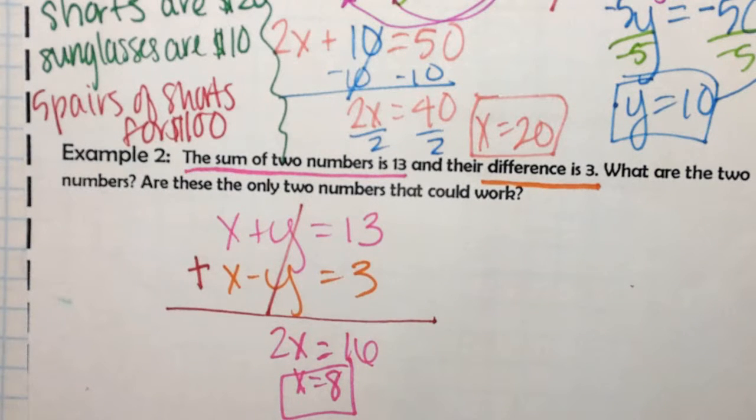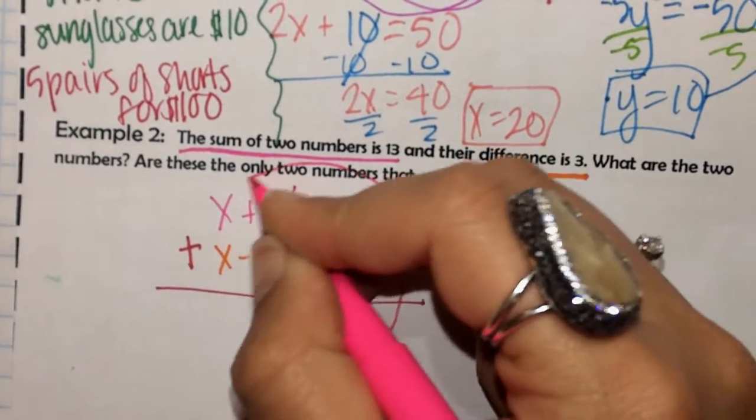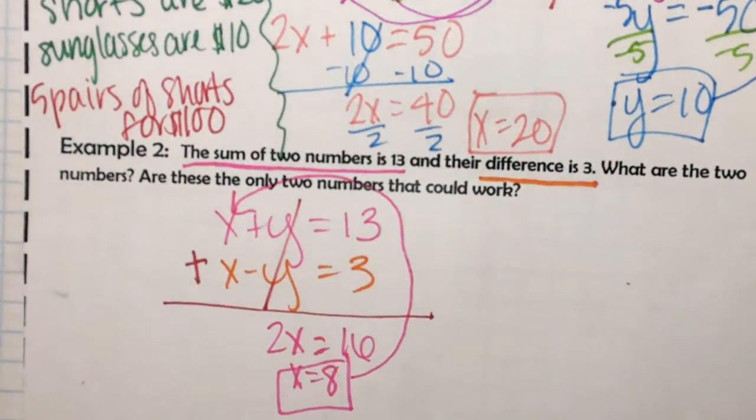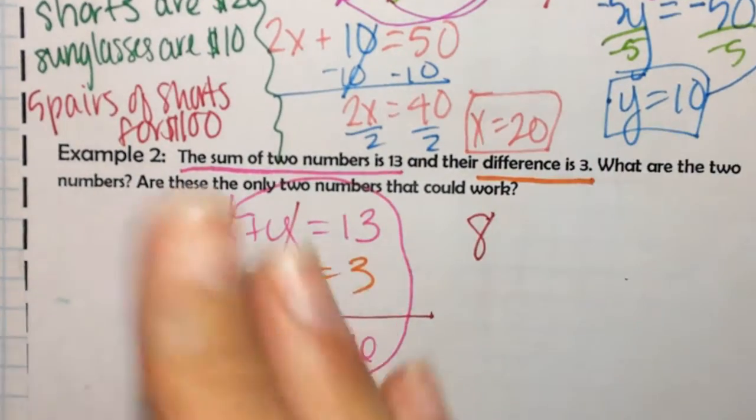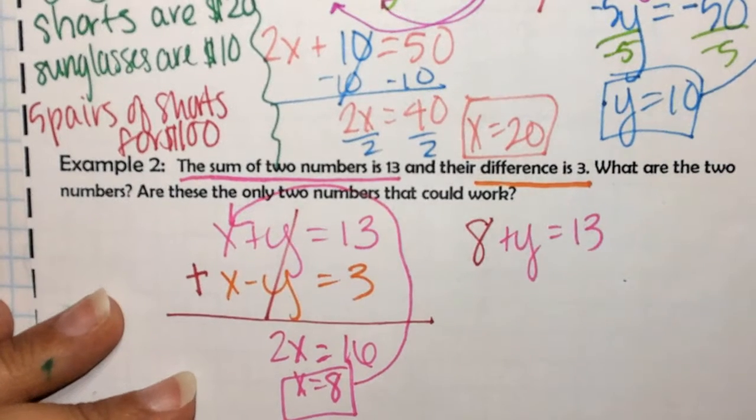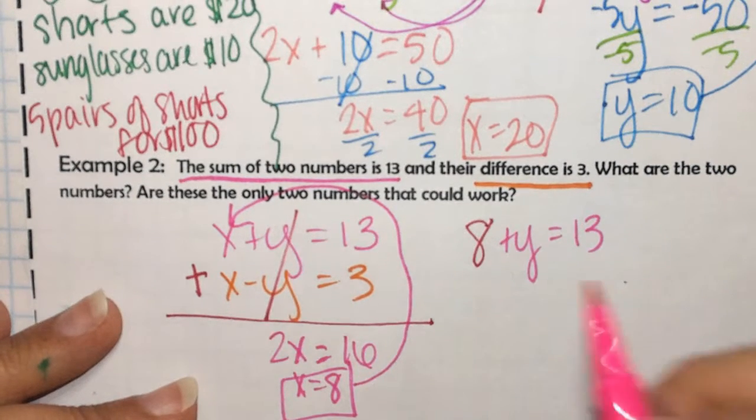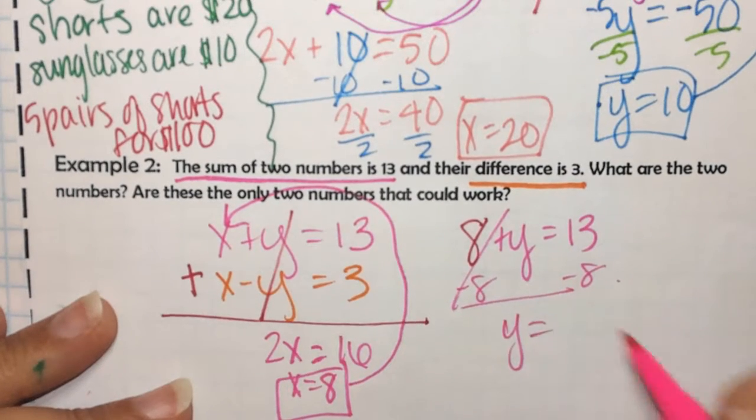Now what do we do with that X? Does it matter where we plug it in? No. Plug in for X. Yep, as long as we plug it in for X. So we would say 8 plus Y equals 13. What would we do from here? Subtract 8 on both sides. So what does Y equal?